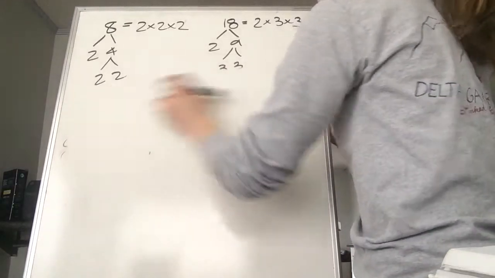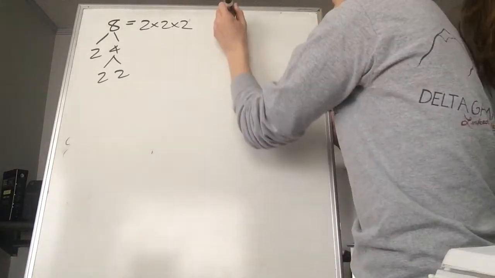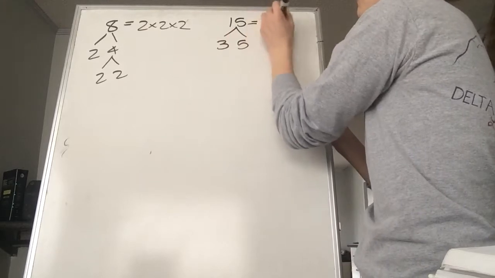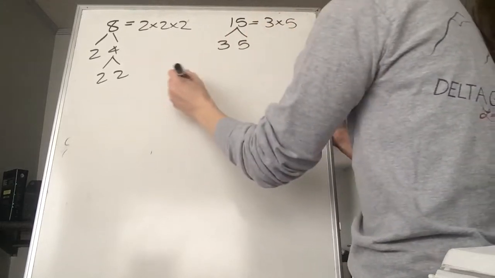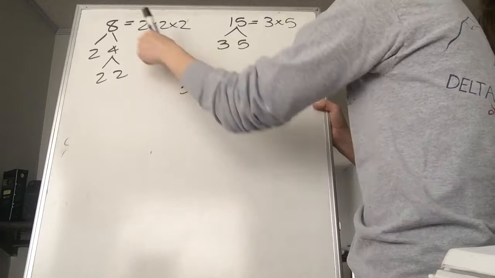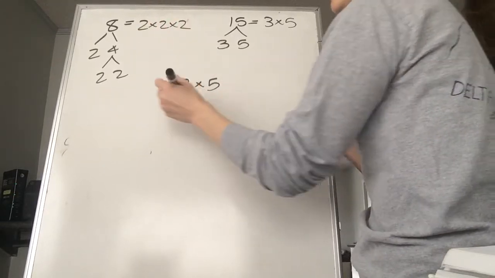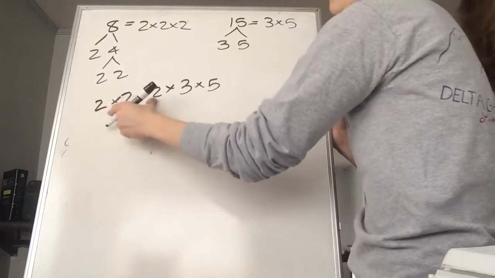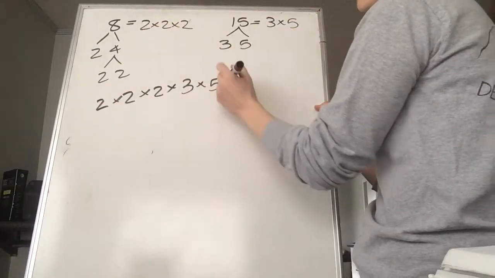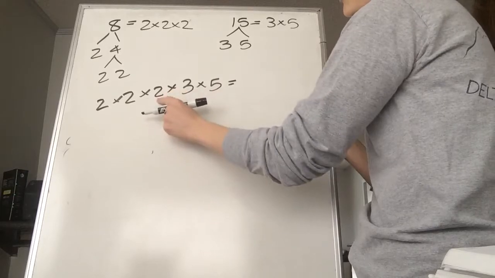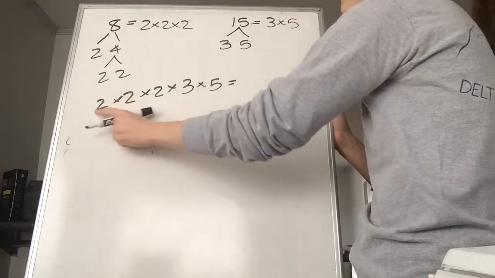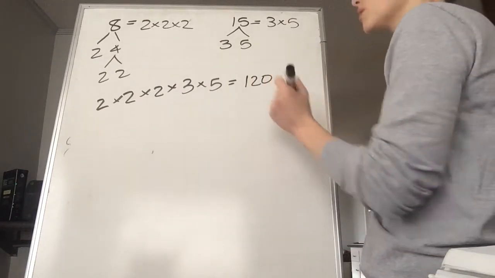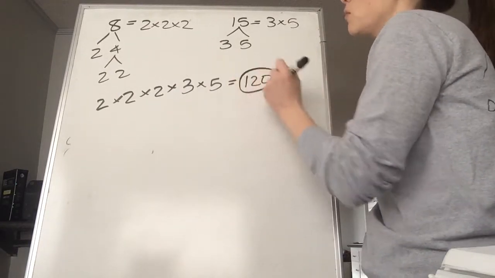So earlier we said our prime numbers for 15 are 3 times 5. Let's write those. And then with 8, it's three 2s, and we don't have any 2s here, so we're going to add those on. So we have our three 2s for our 8 and our 3 and our 5 for 15. So that's 15 times 2 is 30. 30 times 2 is 60. 60 times 2 is 120. So our least common multiple for 8 and 15 is 120.